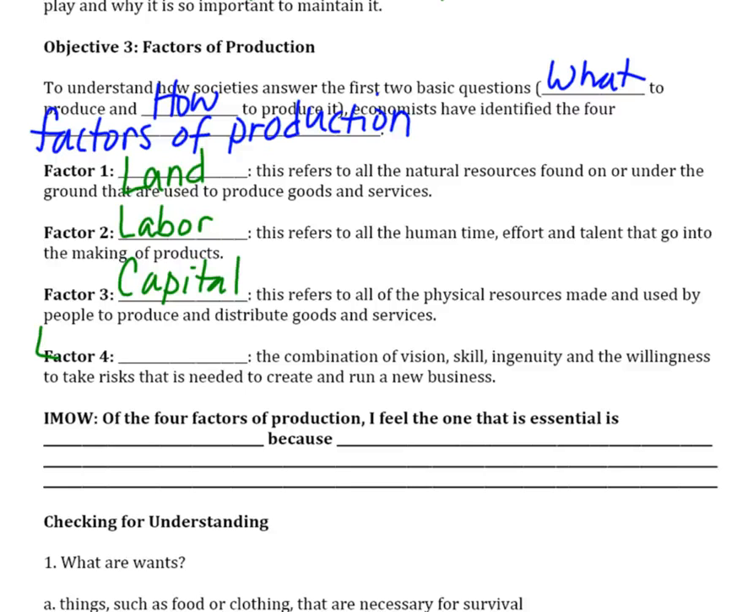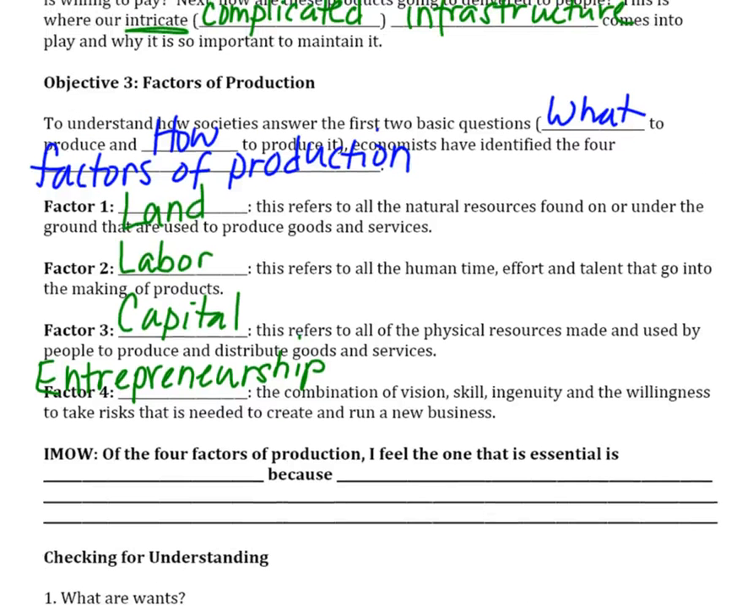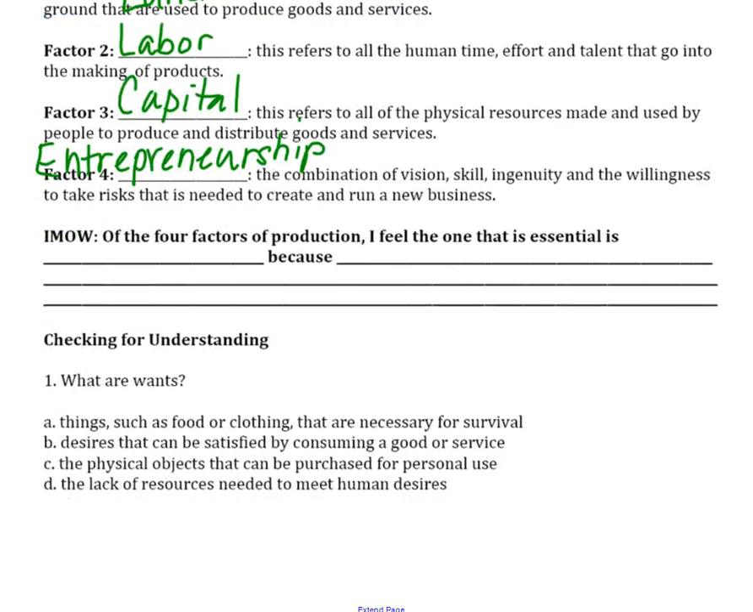And the last one is entrepreneurship. And this is the combination of vision, skill, and ingenuity, and the willingness to take risks that is needed to create and run a business. So if you have that vision and skill, then you can combine your land, labor, and capital and make it something successful.